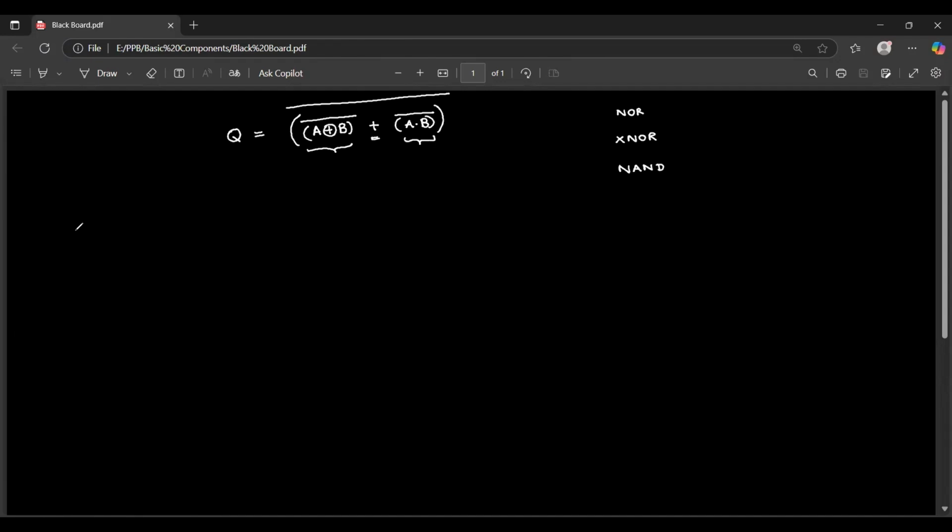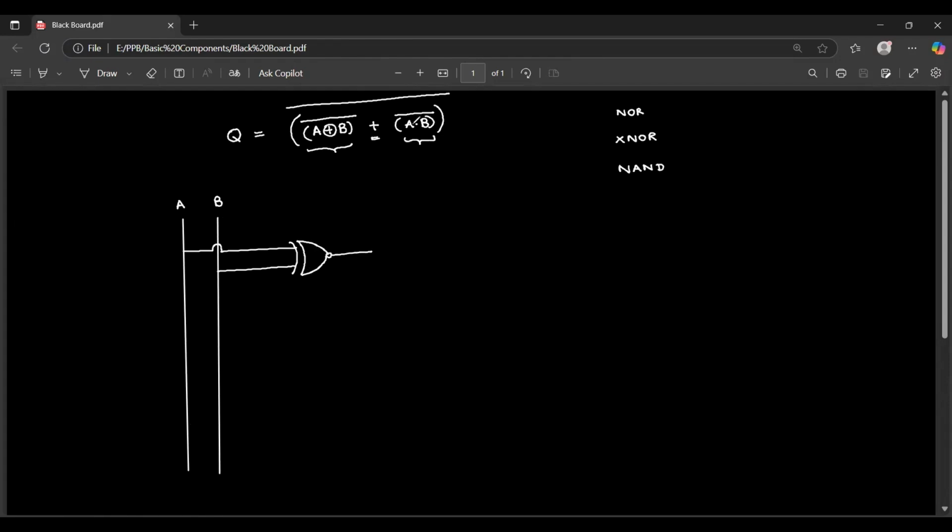So let's draw the input lines A and B. A and B are passing through an XNOR gate first. So A is here, B is here. Let's pass them through an XNOR gate. That is done. Then we have to pass them through an AND gate, so let's do that too.